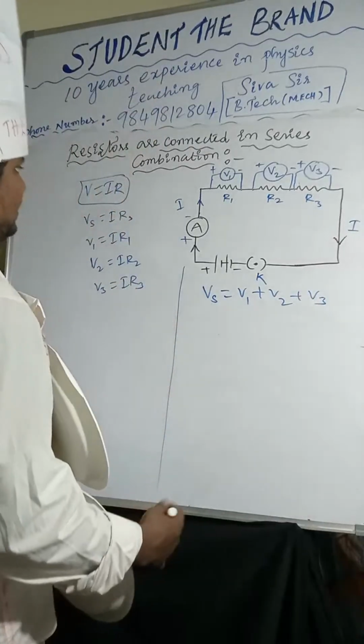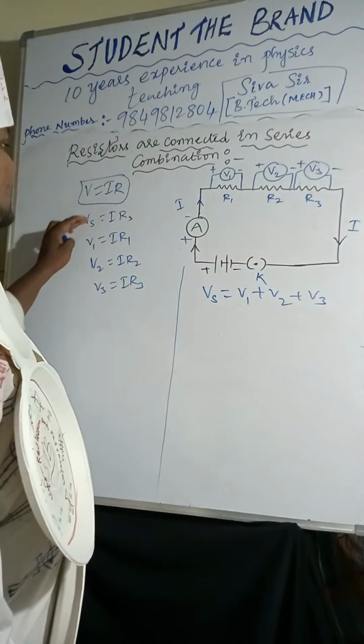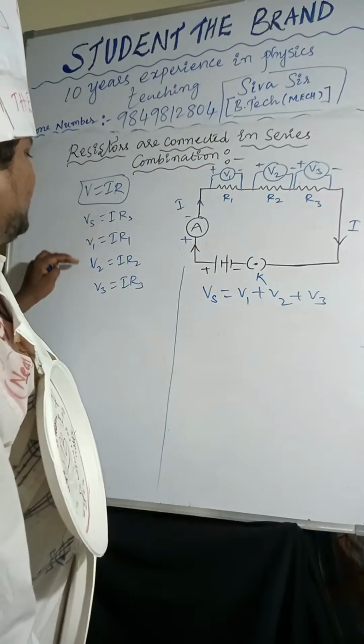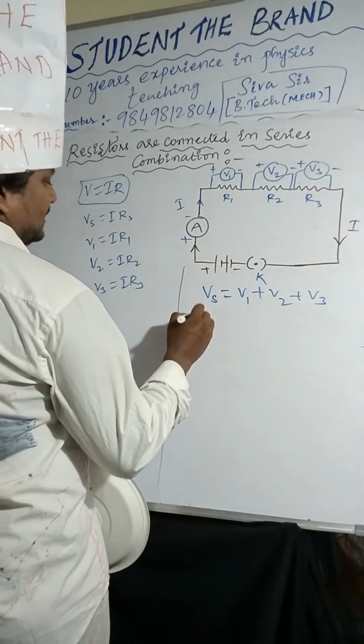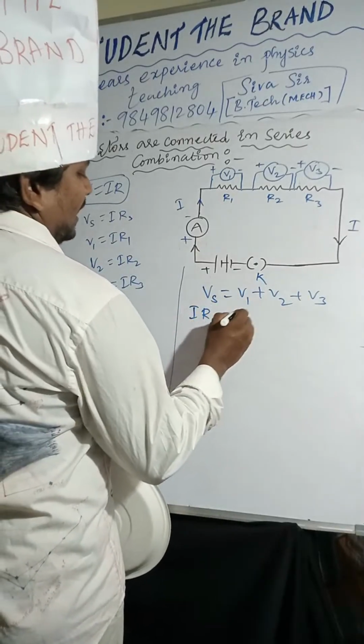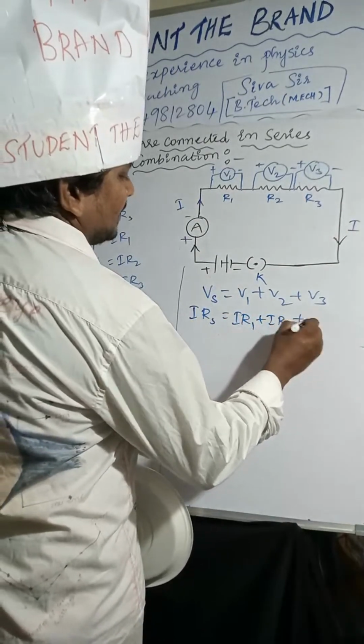So from Ohm's law, V equal to IR. Vs equal to IRs, V1 equal to IR1, V2 equal to IR2, V3 equal to IR3. From that, I can consider IRs equal to IR1 plus IR2 plus IR3.